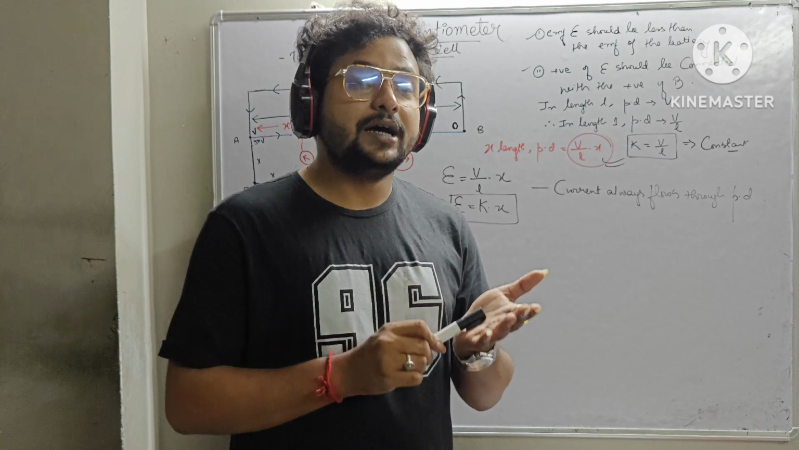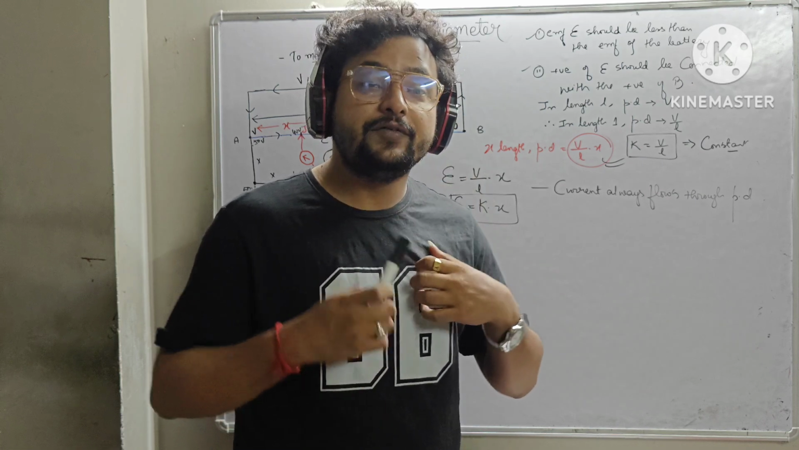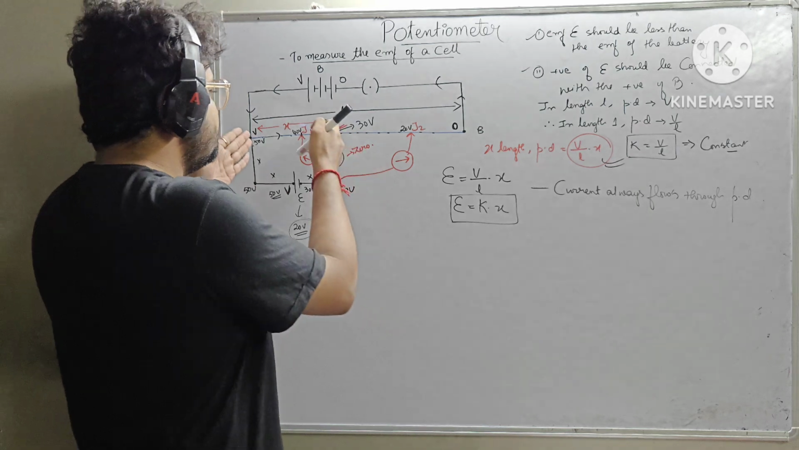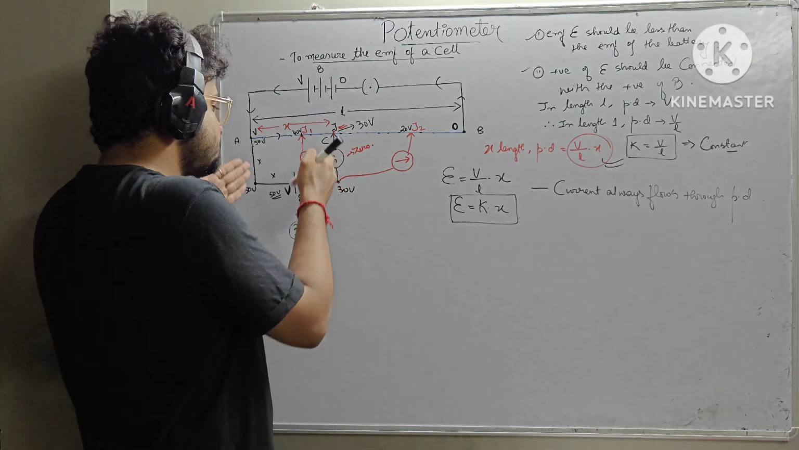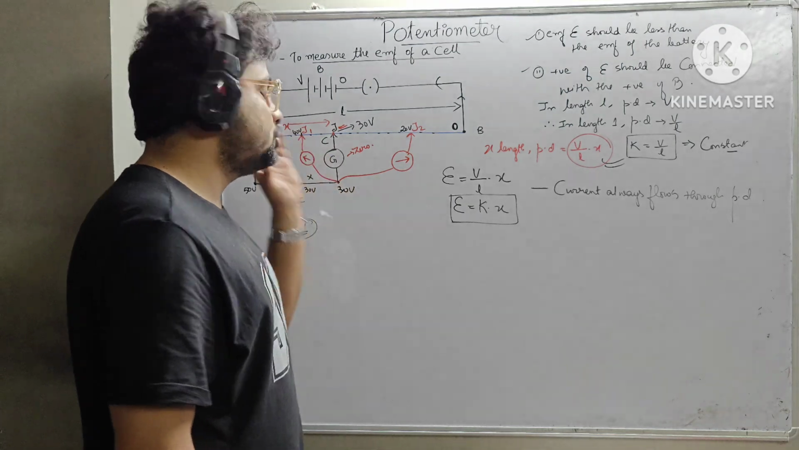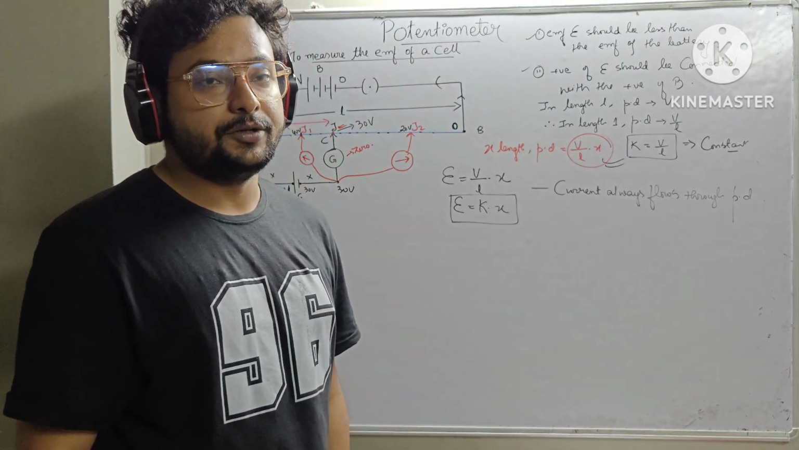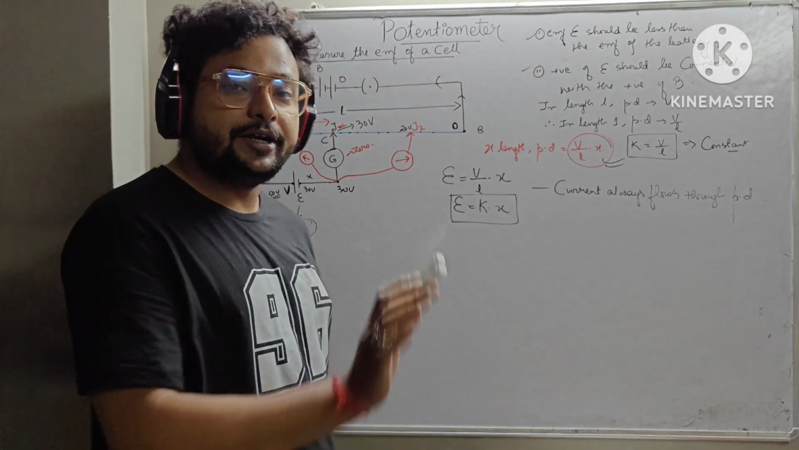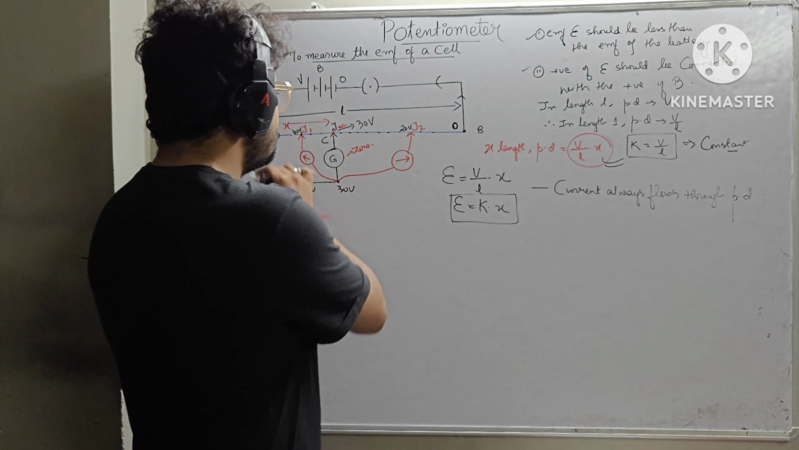So you have to search the null point. Null point means where the galvanometer gives you zero deflection. The basic concept is the potential difference between these 2 points must be equal to the potential difference between these 2 points. Then only current is not going to flow through the galvanometer. Okay, 50 volt, 50 volt, 30 volt, 30 volt. So current is not going to flow through this part of the circuit.